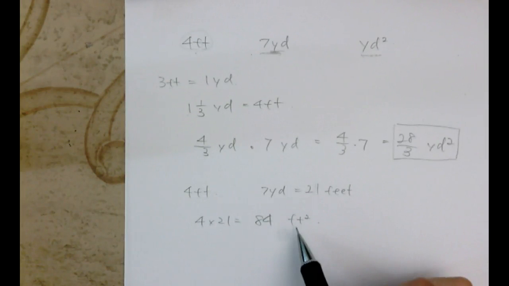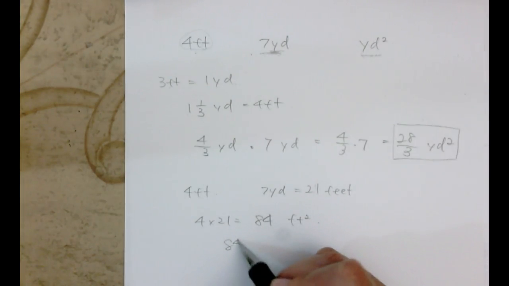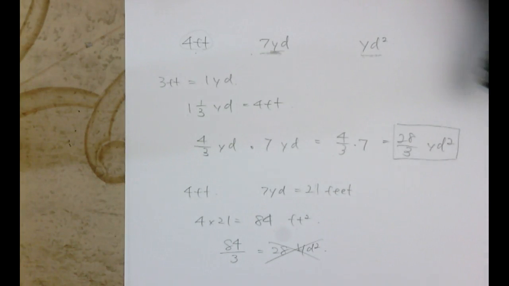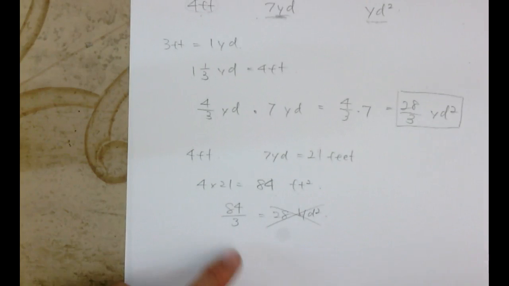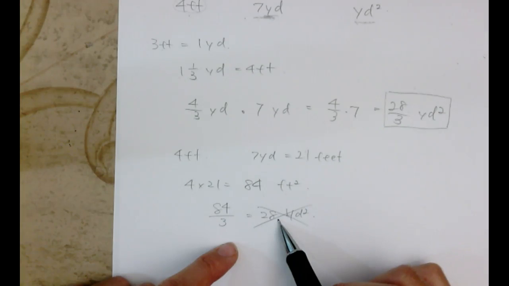So now you have to change this to yards. Most people here, they divide this by 3. No matter how much you try to remember, most people just end up doing this most of the time. And so you get 28 yards squared, and you get it wrong. You know why? You're probably wondering, why can't you divide by 3? Because it's supposed to be 28 over 3. You shouldn't get a different answer.